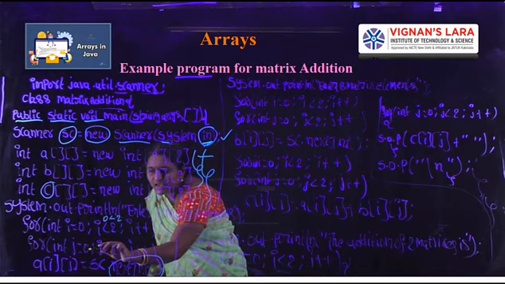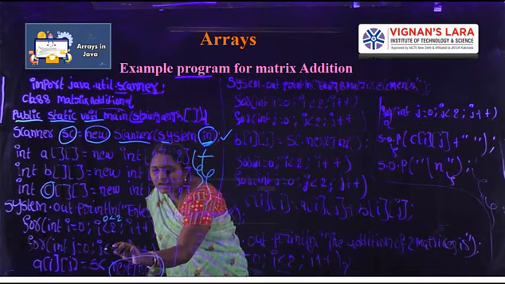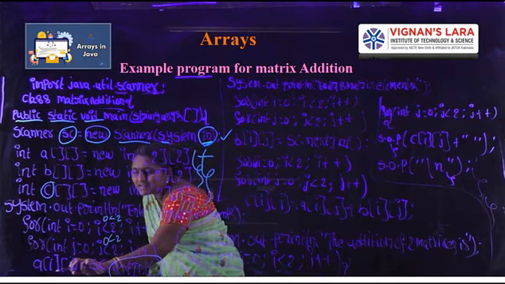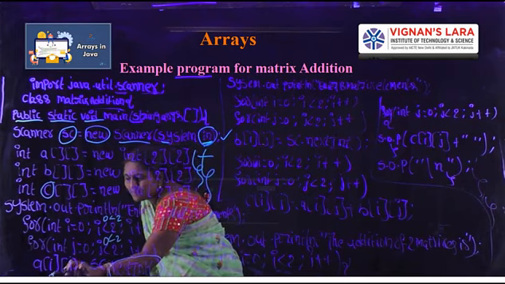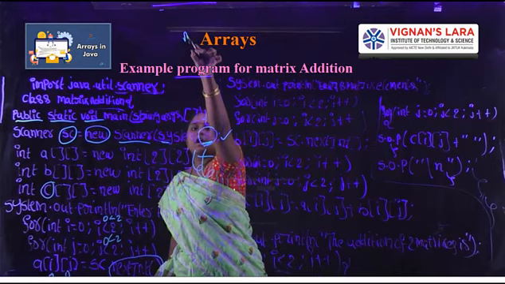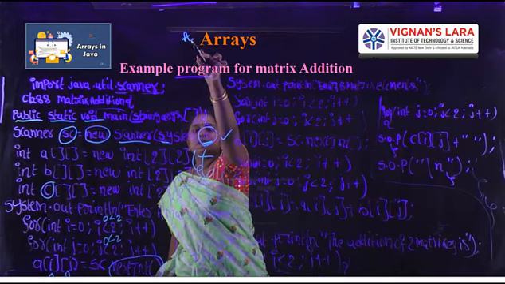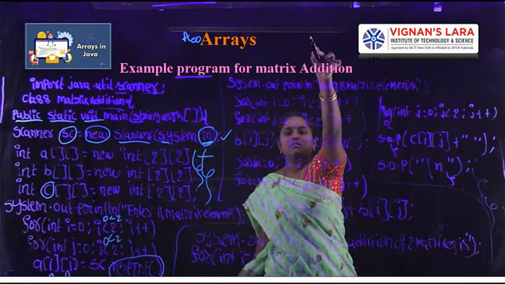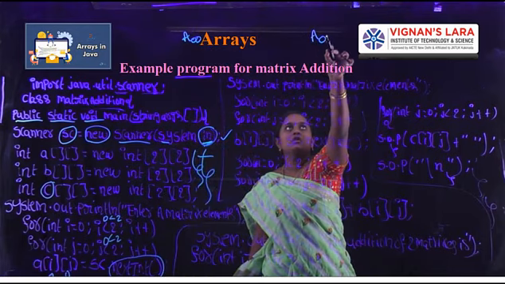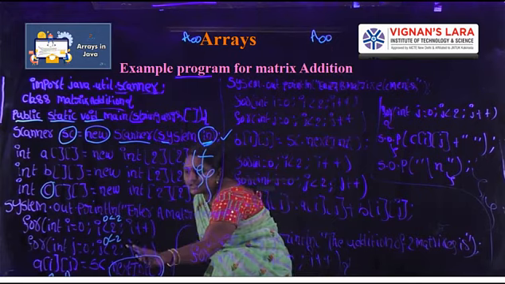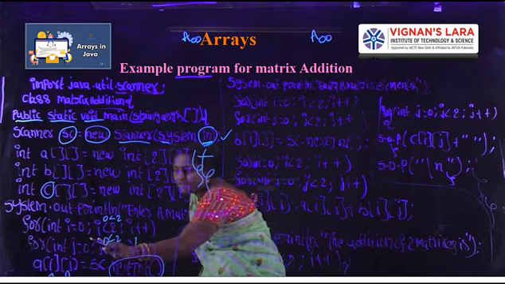Here int j equal to 0, j less than 2. 0 less than 2, is it true or false? True. Okay, so what is the A of i j value? i value 0, j value 0. So the first element is A of 0, 0. Okay, next the j value is incremented. j value 1.